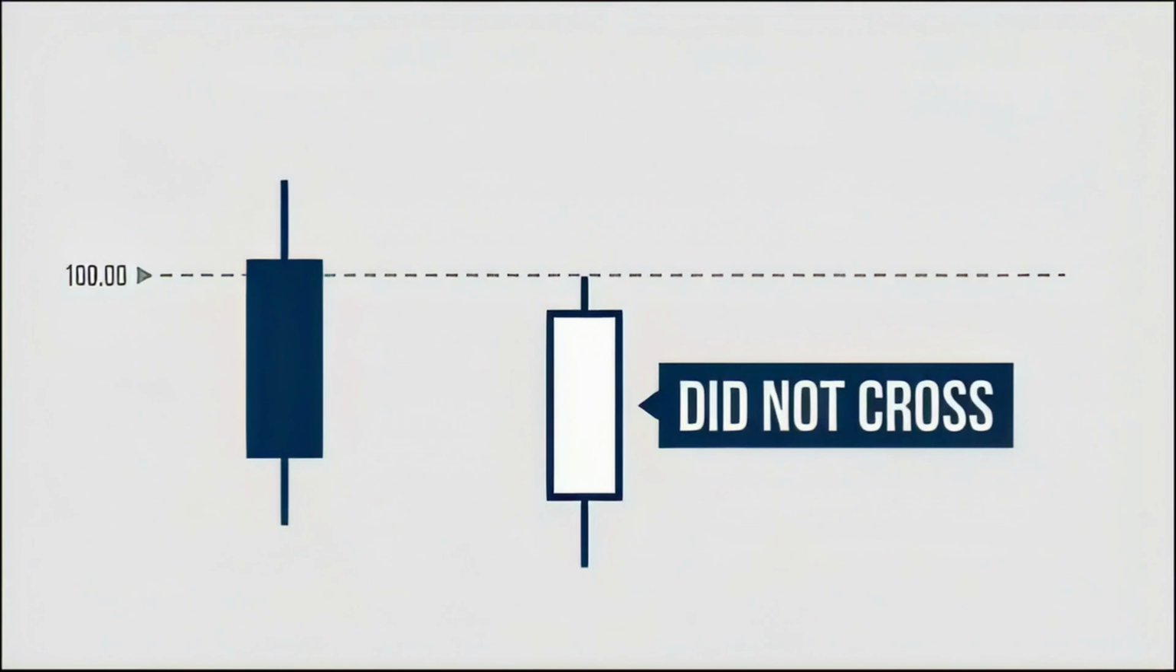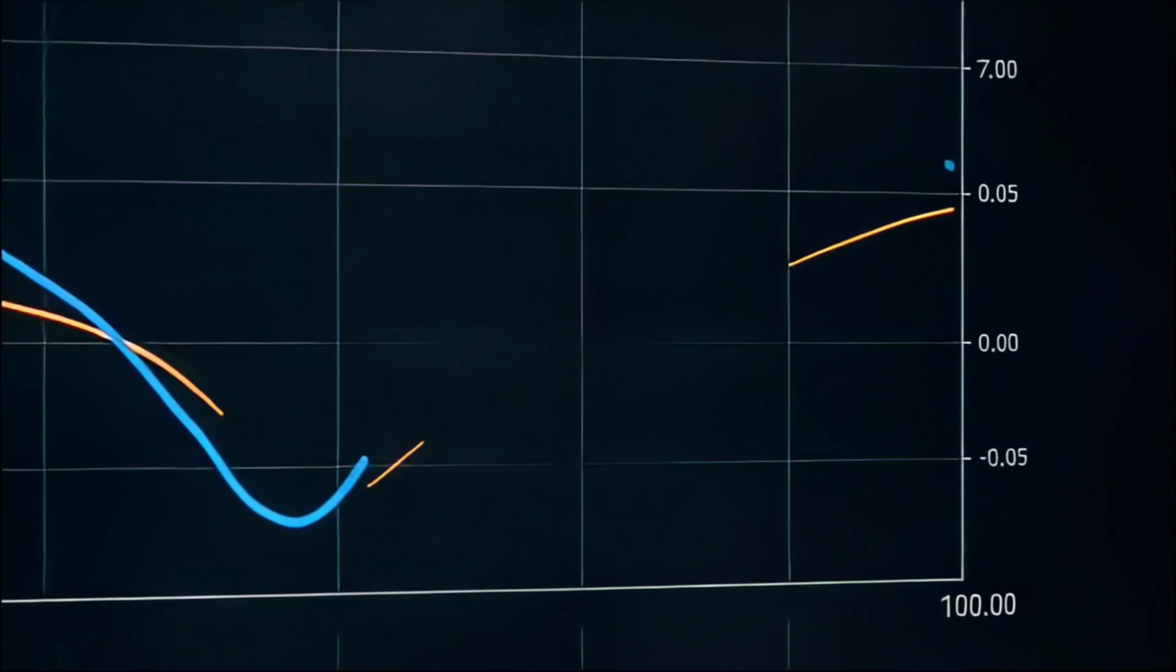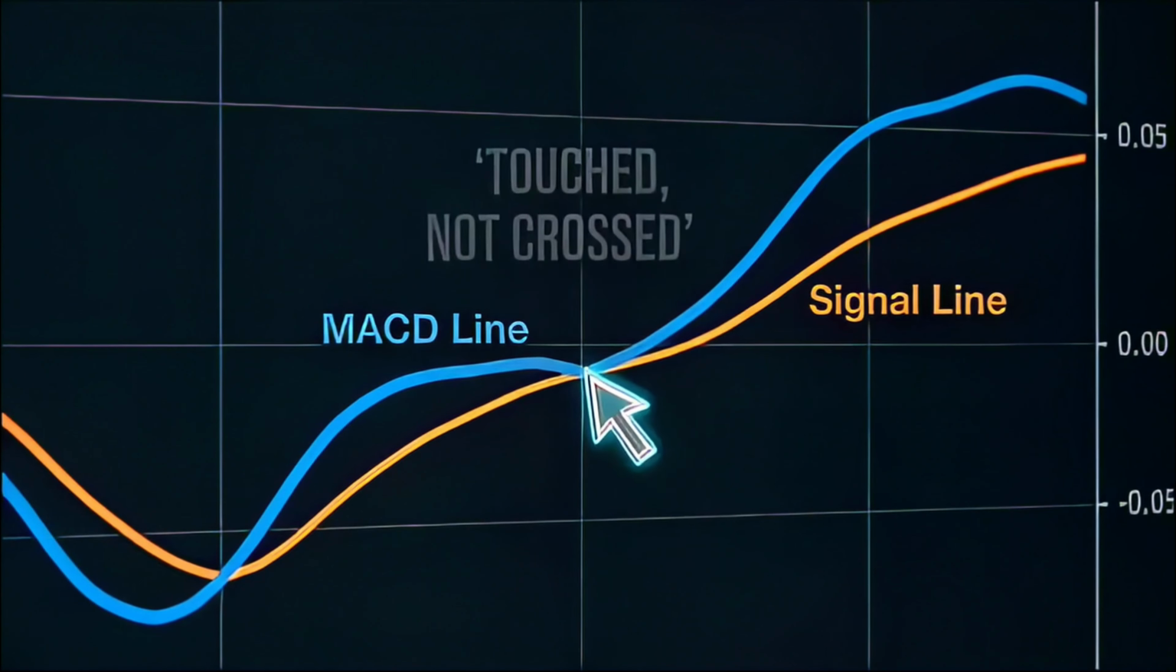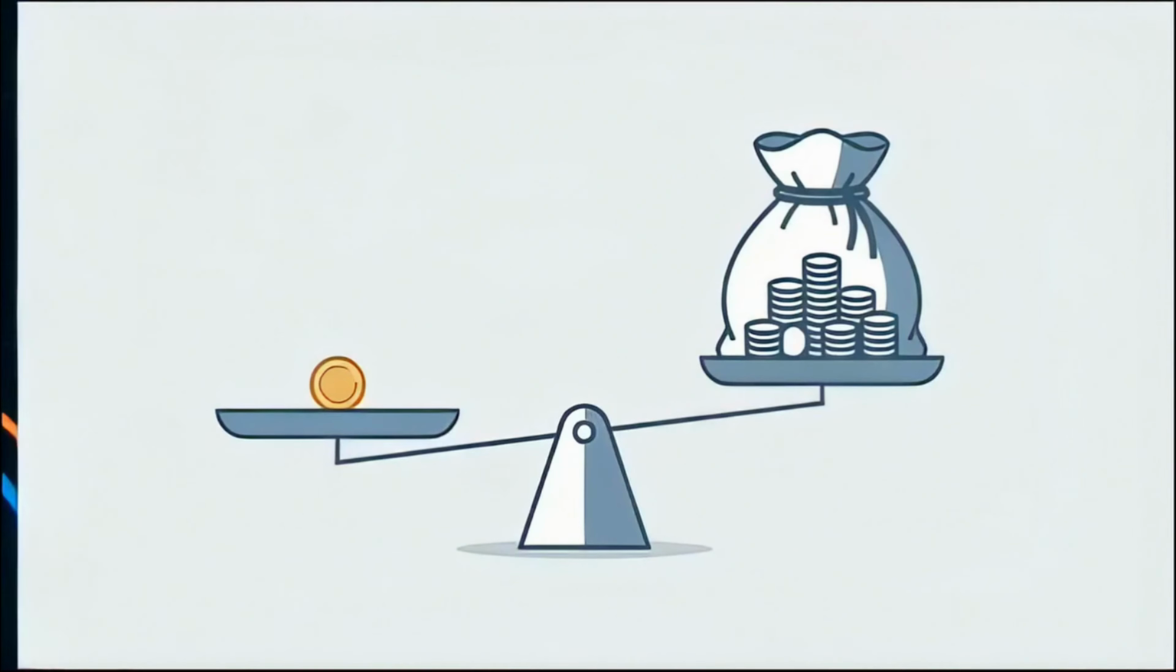A candle that pokes across and then closes back on the original side did not cross. The lines touched. If you enter on the poke, you are taking a signal the market itself withdrew, and those fail far more often than they work.